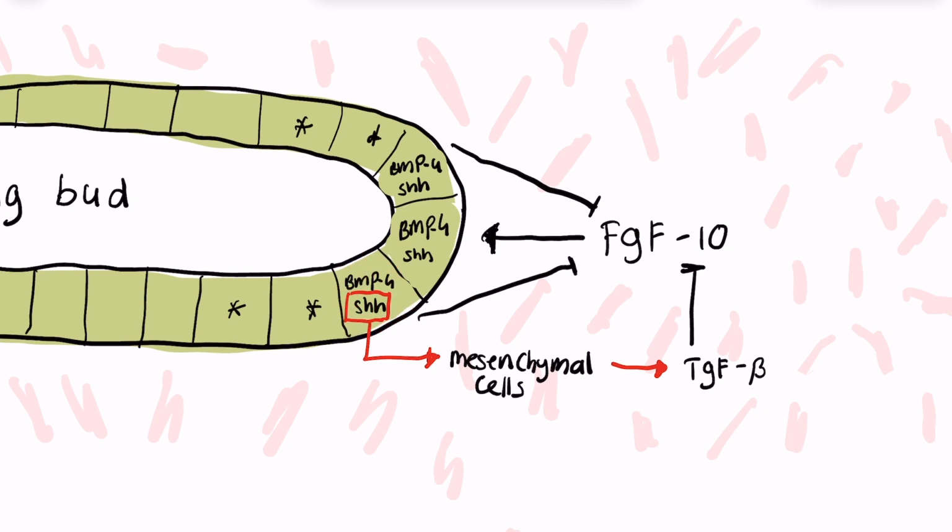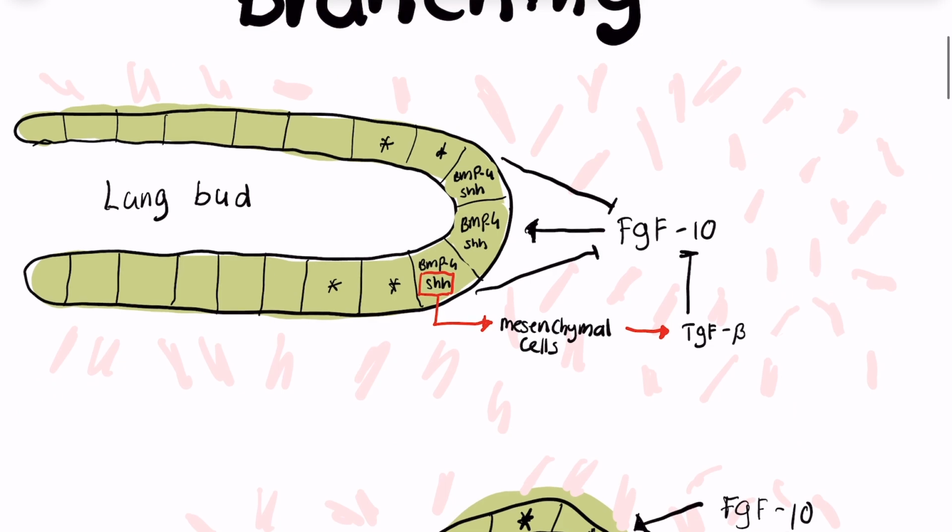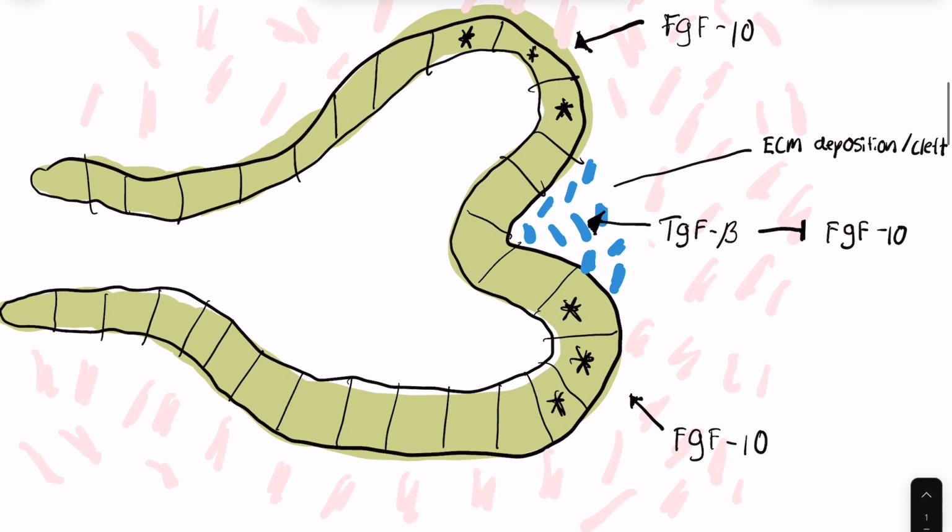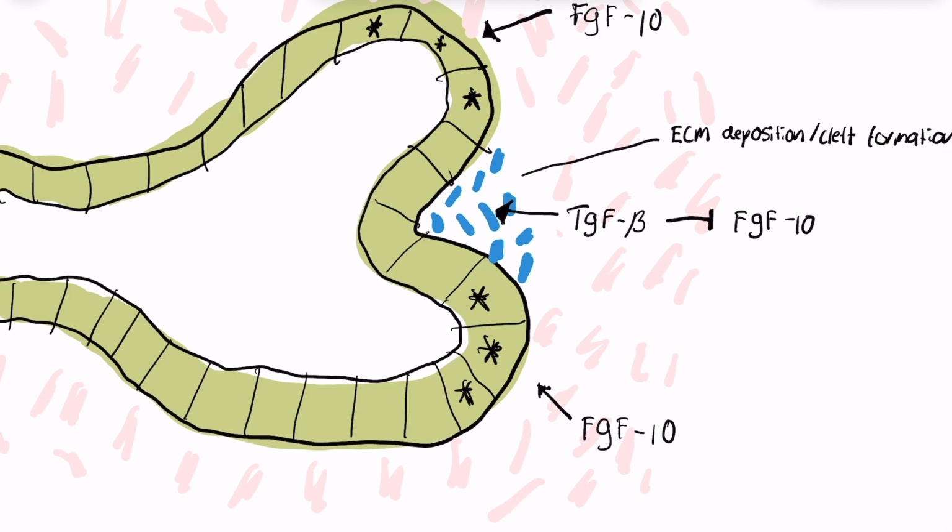The sonic hedgehog, which is also expressed on the top of the lung bud, will activate the mesenchymal cells, which are these cells here, to start producing TGF-beta. And this TGF-beta in itself will also halt FGF10, but will do another thing, which is very important for the branching process, which is what we can see here. Essentially, what TGF-beta does is, like we just saw, that it also halts the FGF10 regulation, but it also leads to extracellular matrix being deposited right here, which forms a kind of cleft.